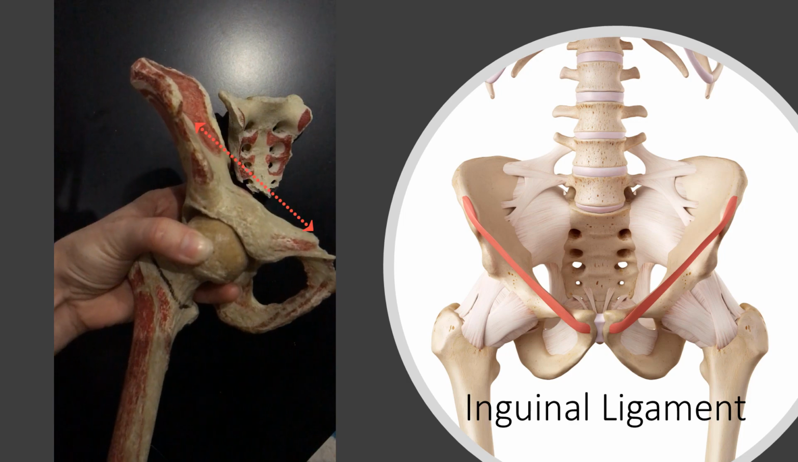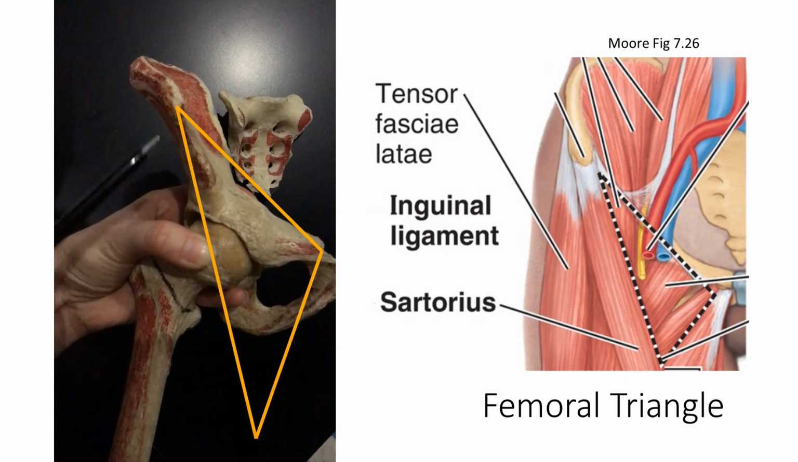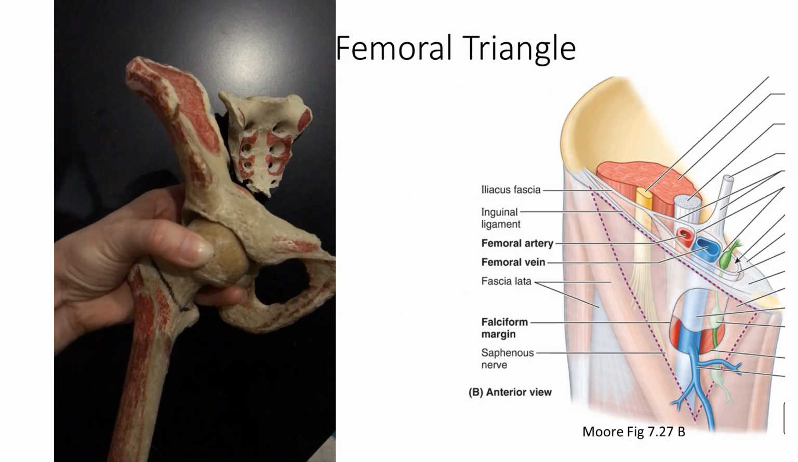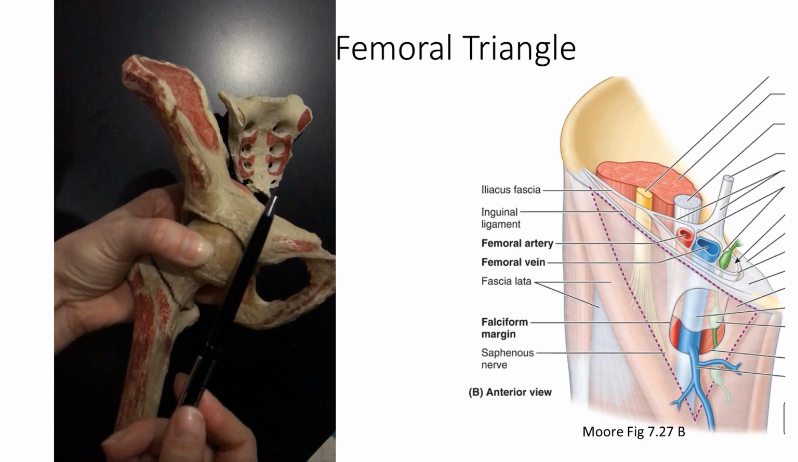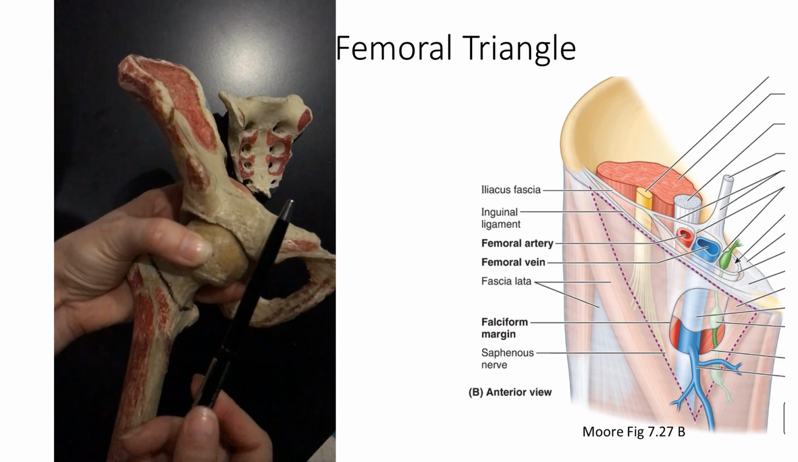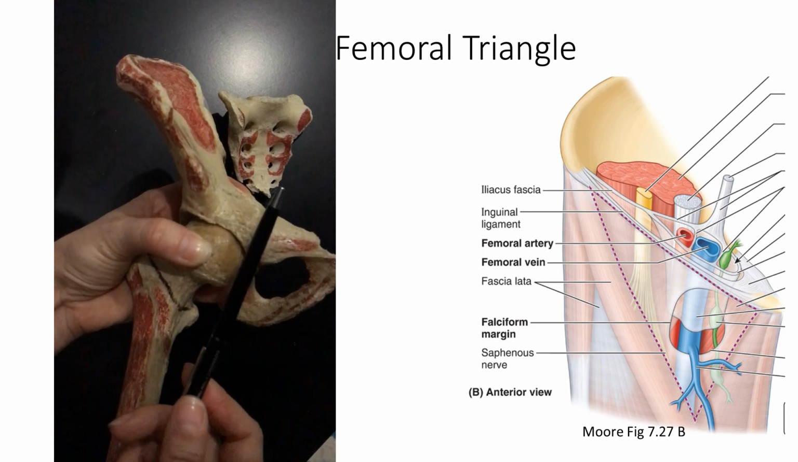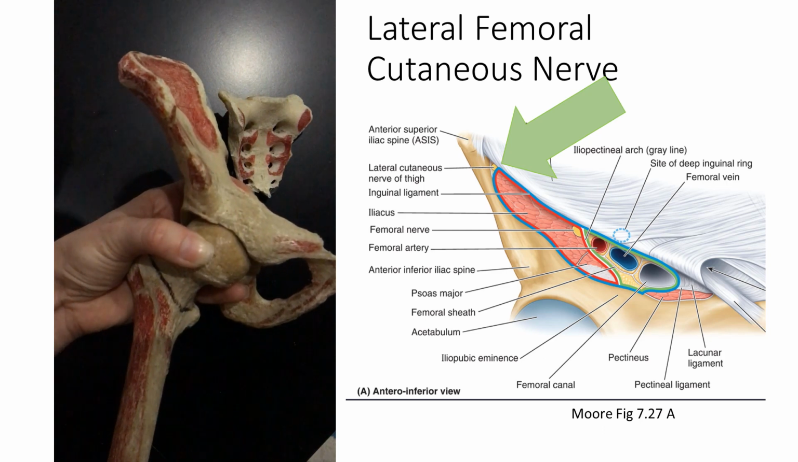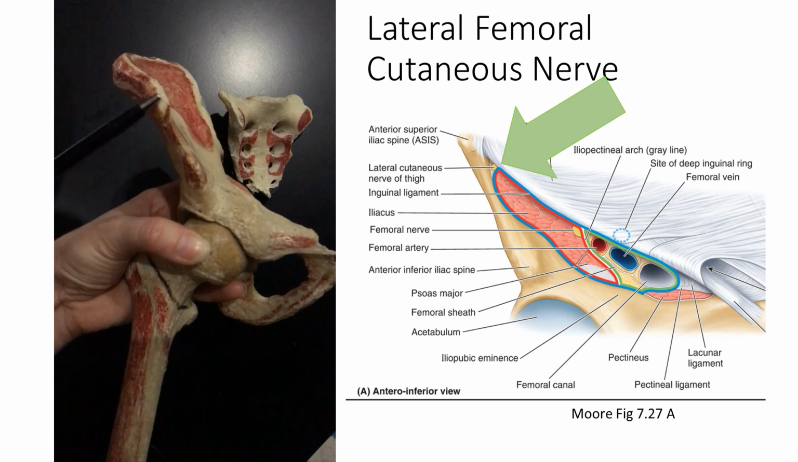So it forms an important boundary of the femoral triangle along with the Sartorius muscle that originates at the same point. So the inguinal ligament is running anterior and superficial to the femoral vein, artery, and nerve. And the vein is always most medial, followed by the artery, followed by the nerve. So this ASIS is a very important landmark to be able to find.